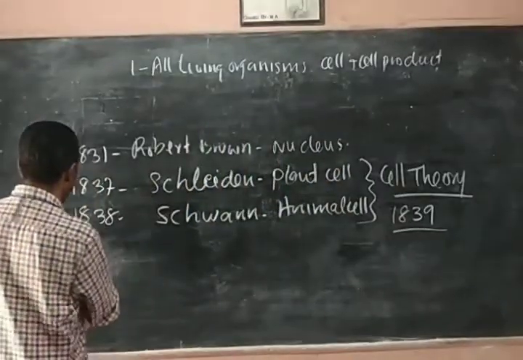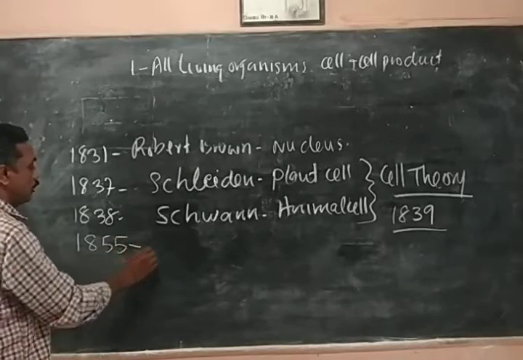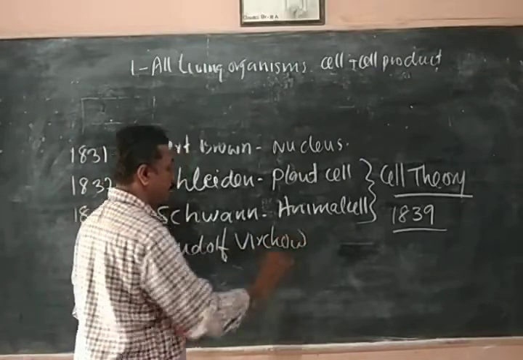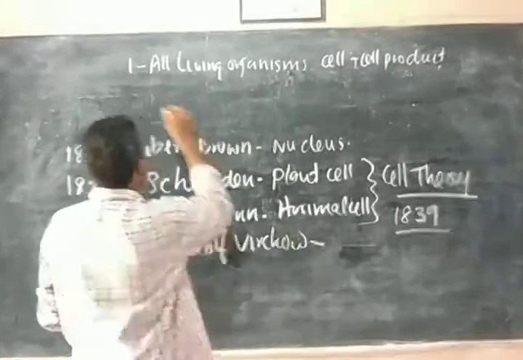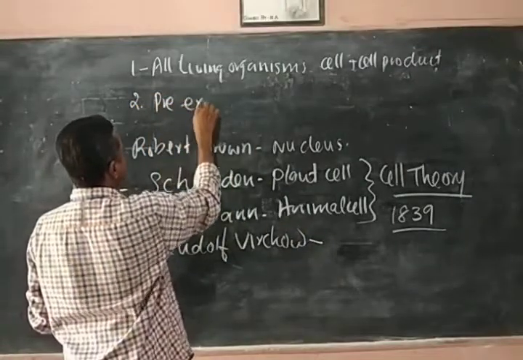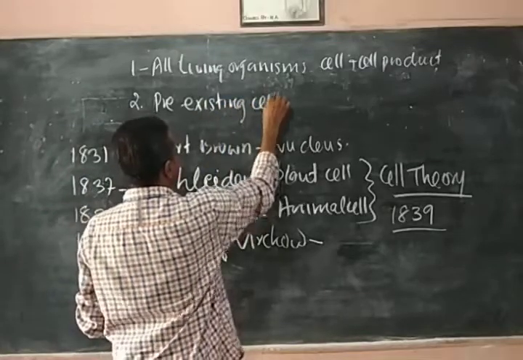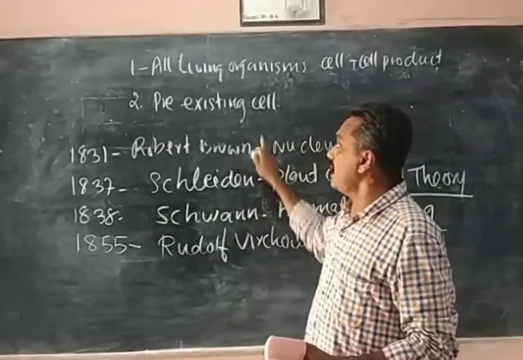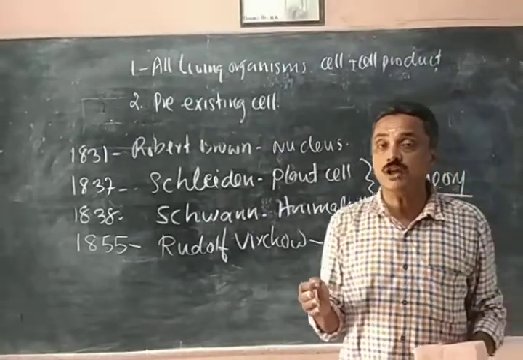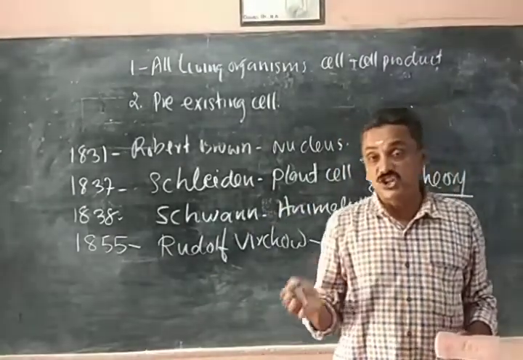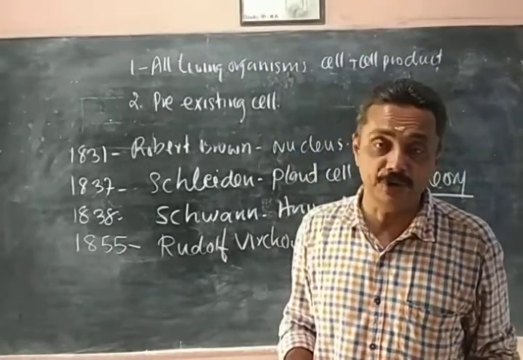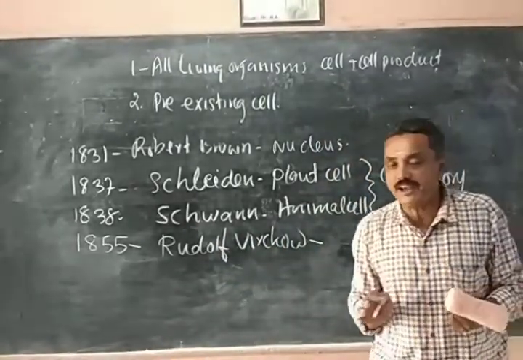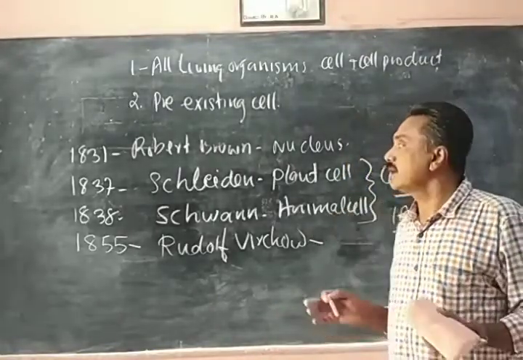After many years, in the year 1855, a scientist called as Rudolf Virchow explained that cell arise from pre-existing cells. See, cell originate from pre-existing cell. 1855 റുഡോൾഫ് വിർച്ചോ എന്ന സയന്റിസ്റ്റ് ആണ് എക്സ്പ്ലെയിൻ ചെയ്തത്. എന്താ സെൽ അറൈസ് ഫ്രം പ്രീ എക്സിസ്റ്റിംഗ് സെൽ എന്ന് പറഞ്ഞാൽ? ഒരു സെൽ ഉണ്ടാവുന്നത് അതിന് മുമ്പുള്ള സെല്ല് ഡിവൈഡ് ചെയ്തിട്ടാണ്. അല്ലെങ്കിൽ പാരന്റ് സെൽ ഡിവൈഡ് ആൻഡ് പ്രൊഡ്യൂസ് ഡോട്ടർ സെൽസ്. അല്ലാതെ ഒരു എംപ്റ്റി സ്പേസിൽ നിന്നും ഒരു പുതിയ സെൽ ഉണ്ടാവില്ല. ഒരു പഴയ സെൽ ഡിവൈഡ് ചെയ്തിട്ടാണ് പുതിയ സെൽ ഉണ്ടാവുന്നതെന്ന് റുഡോൾഫ് വിർച്ചോ എക്സ്പ്ലെയിൻ ചെയ്തു.